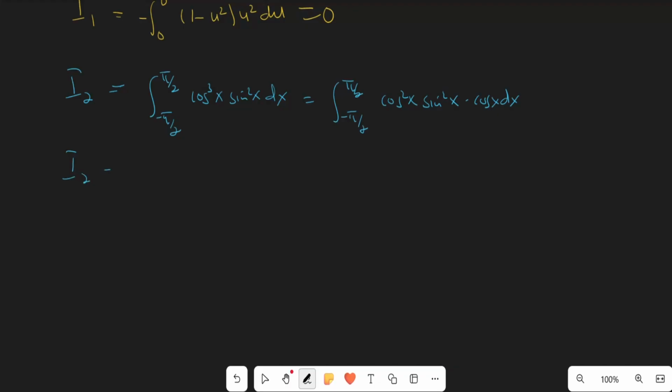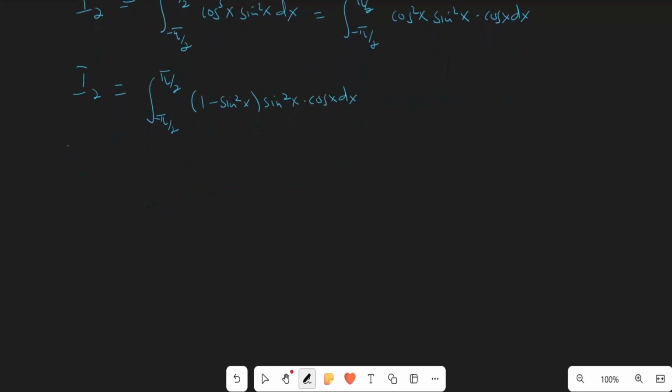And I2 is the integral from negative pi over 2 to positive pi over 2 of cosine square x, which I can write as 1 minus sine square x from the Pythagorean identities, times sine square of x times cosine of x dx. And I'm going to do a u sub here, just like what I did in I1. You can let u be equal to sine of x here. So that means that du is going to be cosine of x dx. So in place of cosine of x dx, I can replace with du, and then the change in limits.